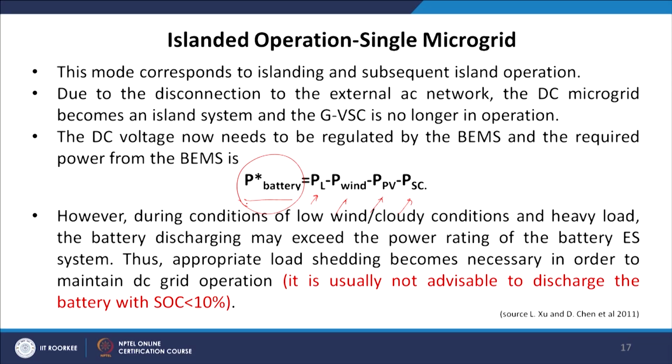However, during conditions of low wind, cloudy conditions and heavy load, the battery discharging may exceed the power rating of the battery, because the load is such that the battery has to completely discharge. But as you know, to maintain the life of the battery you cannot discharge below 10%. So, that we need to take care. It is never advisable for the battery to discharge to meet your load requirement below 10% of SOC. That needs to be taken care of.